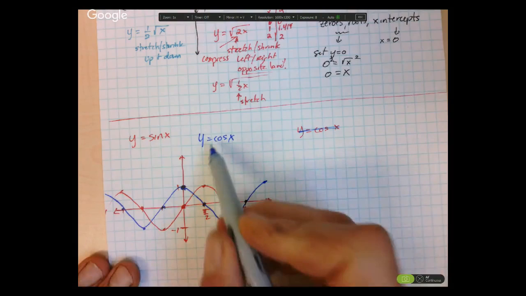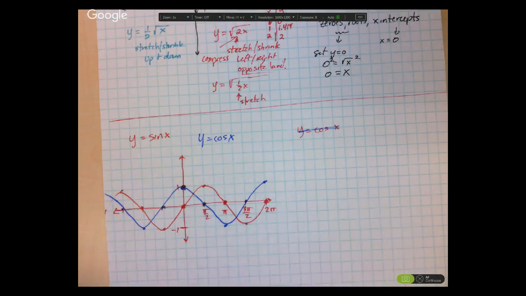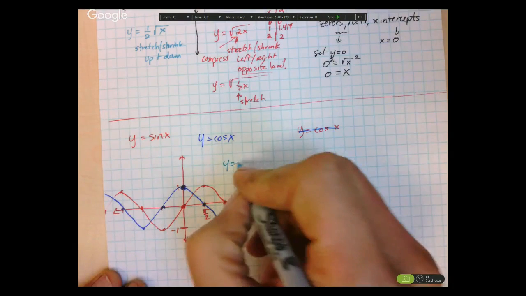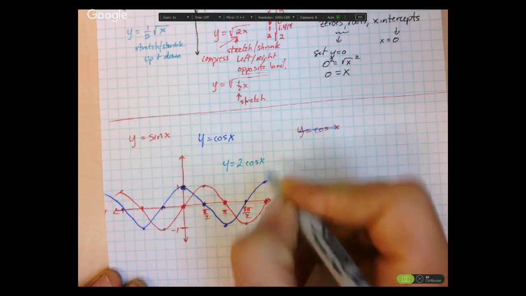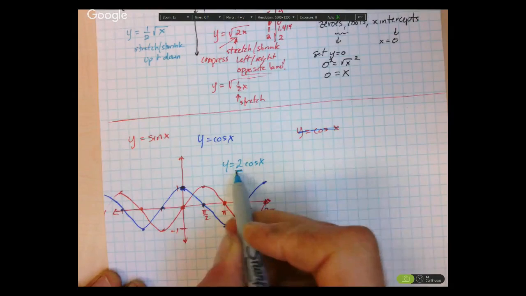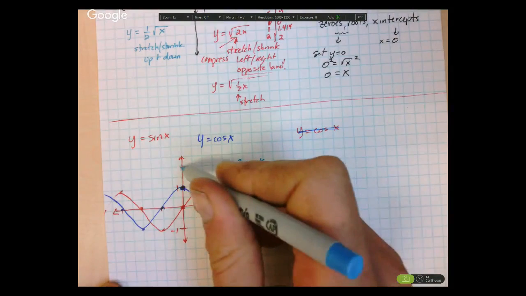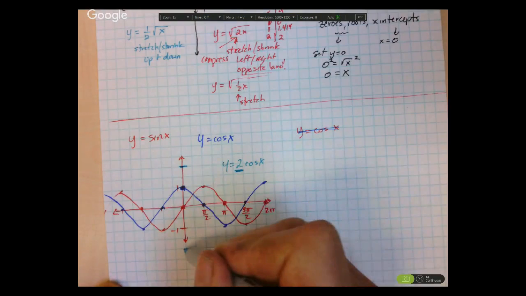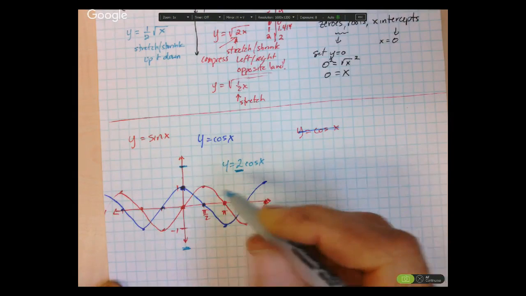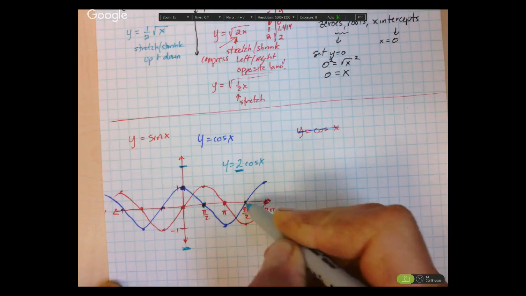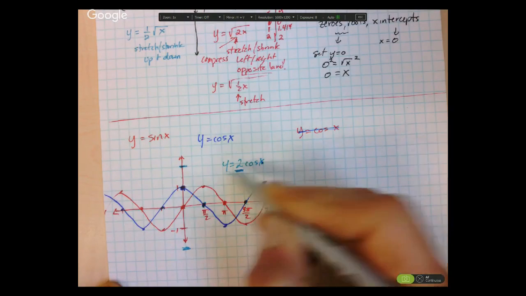Again, we can start doing things like y equals 2 cosine x. Well, that's an amplification, or a stretch in the y direction. It'll go from 2 to -2. Same intercepts, it just stretches it.